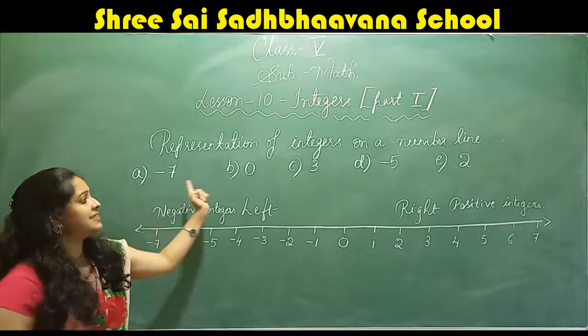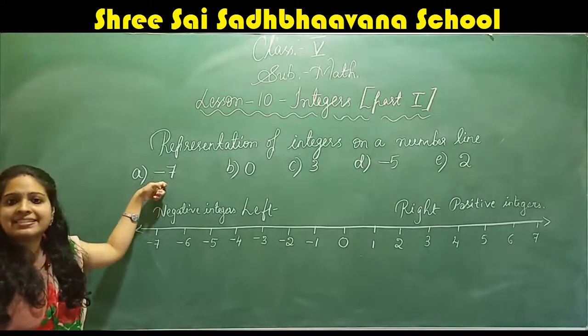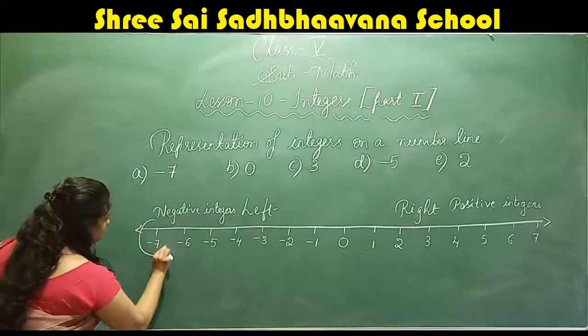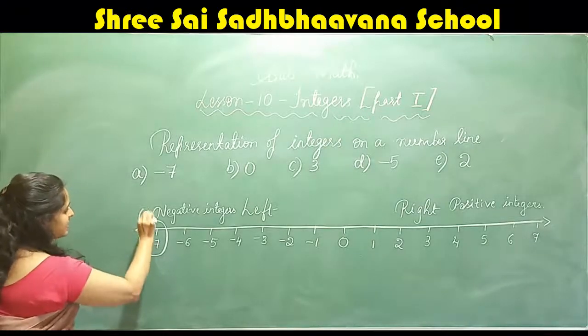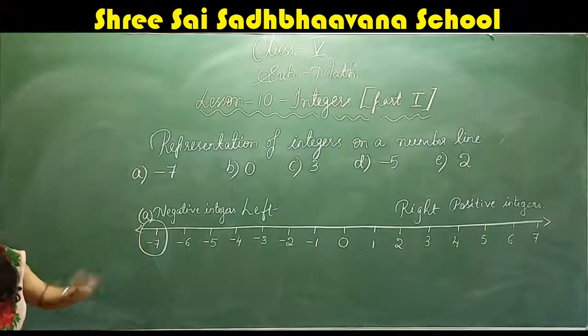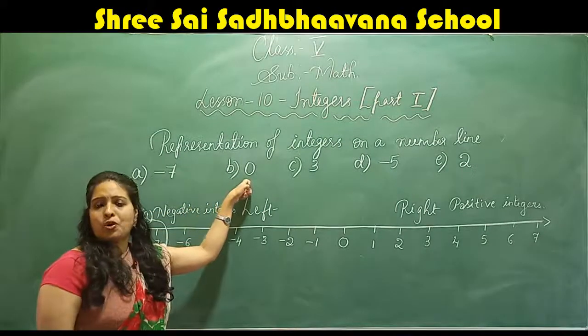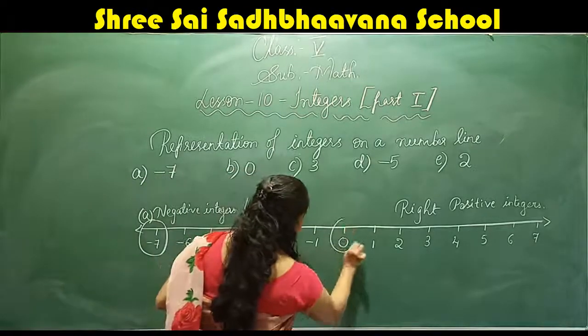So now let us mark these integers. Okay, -7. Where will you find -7? -7 is here. So this is -7. Let me write it here as A. So the A answer is here, -7. Move on to the next, B, 0. Where can you find 0? You can find it here. So this is the B answer.